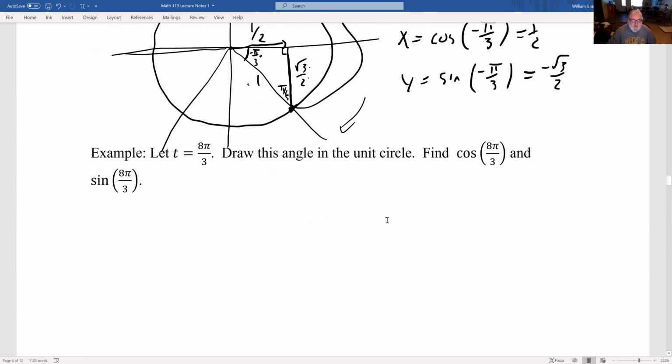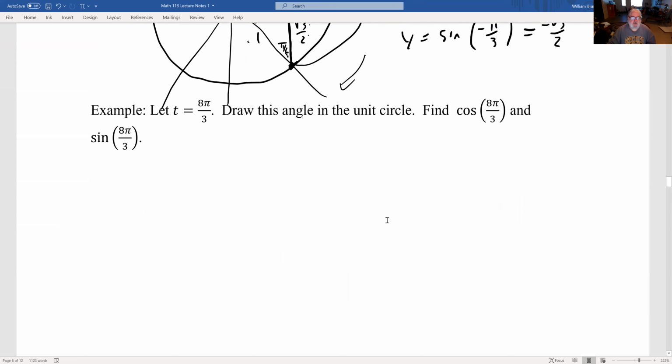What about 8π/3? Find that angle in the unit circle. Well, 8π/3 is more than 2π, because 6π/3 is actually 2π. So 8π/3 equals 6π/3 plus 2π/3.